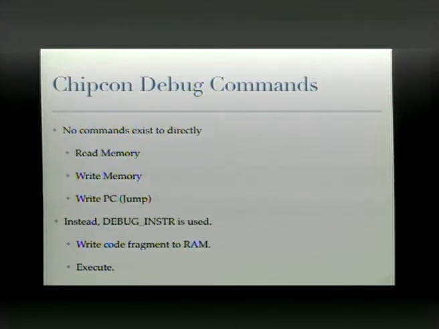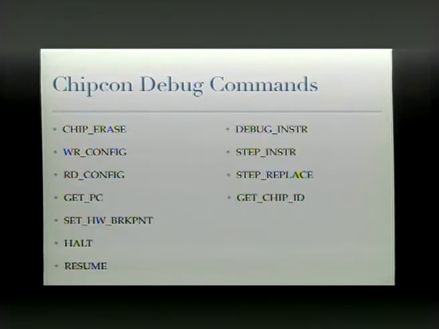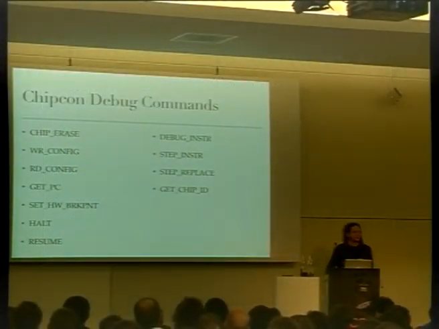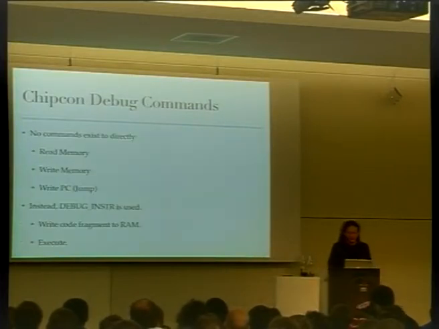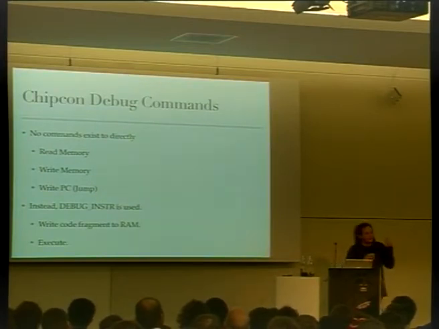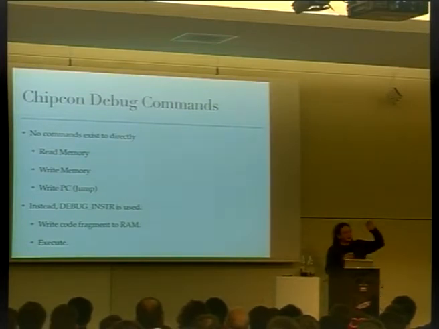So in this command list, and I'll jump back to it for just a second, you'll notice that there's nothing that directly reads or writes memory. And there's nothing that writes the program counter. So if I go back here, you see you can read and write the configuration register, you can erase the entire chip, you can get the program counter, but you can't write any of these things. The reason you can't is because you can do the same thing by debugging machine language code. So you actually use the debug instruction to run individual fragments if you want to read or write RAM. And if you want to read or write flash, you just write a bunch of executable code into RAM, and then you jump into it, and you let it do its thing.